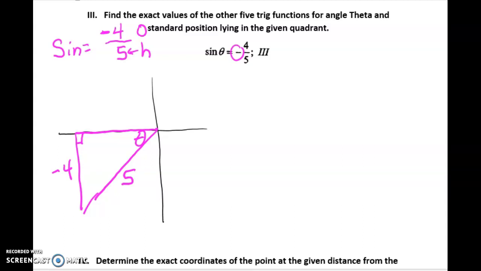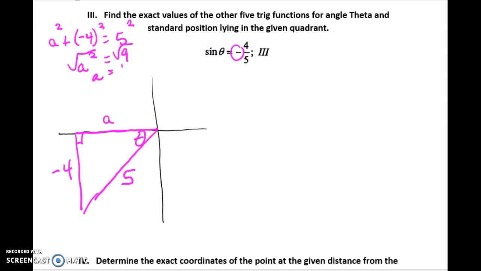If we do Pythagorean theorem, we'll just call that a squared plus negative 4 squared equals 5 squared. So a squared is equal to 25 minus 16, which is 9. Square root, a equals positive or negative 3. So we need to decide, should it be positive or should it be negative? It should be negative, because this x value is a negative x value in quadrant 3.